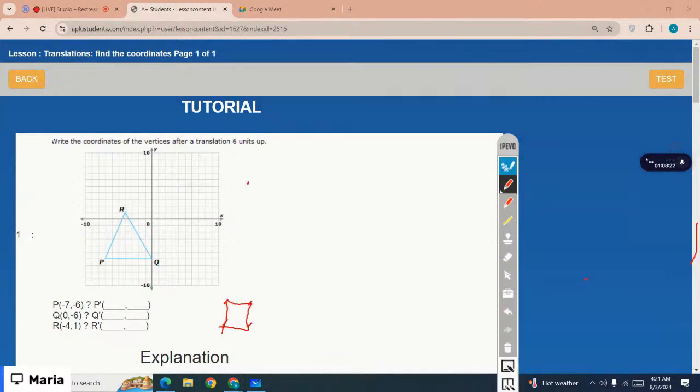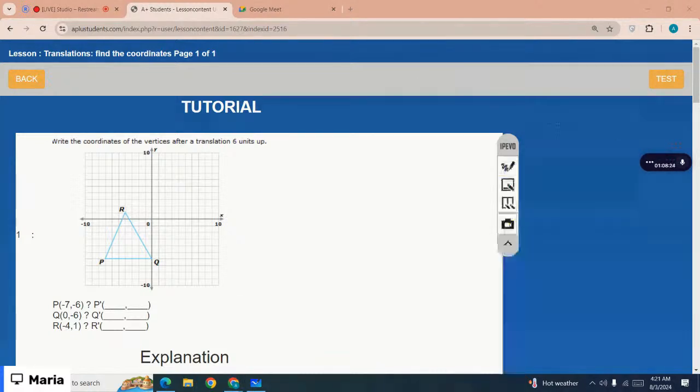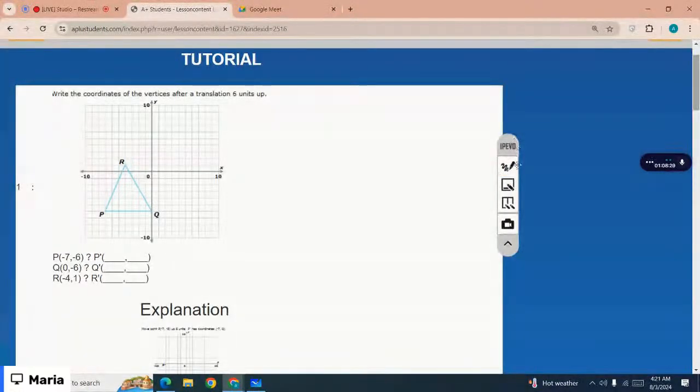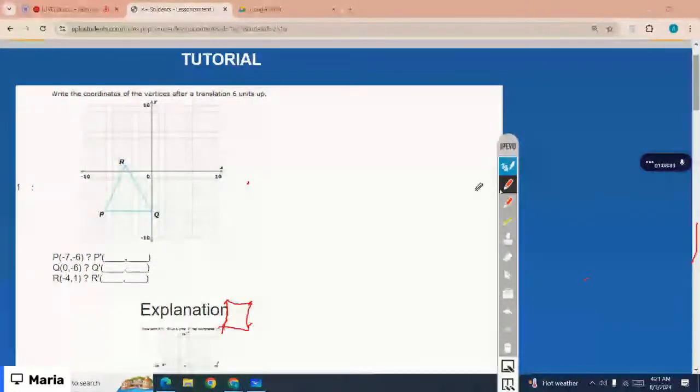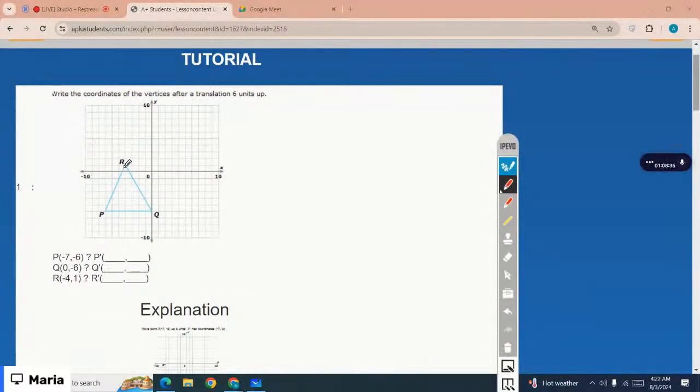Here is P, right? You need to move 6 units up. So then the coordinates of the R are -4 and 7, right? You move it from here to here.